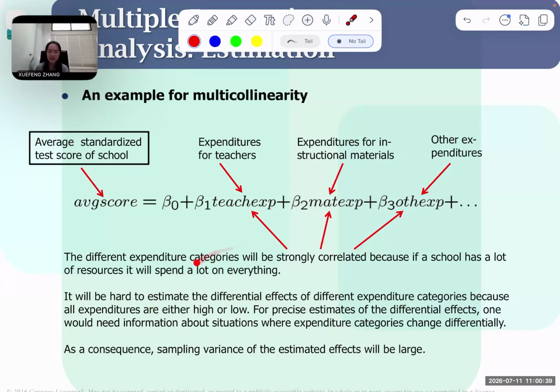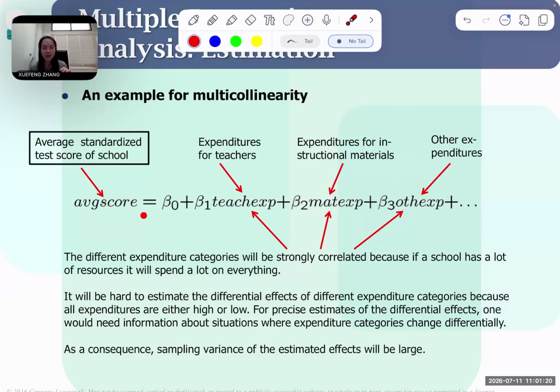What does it mean here? The average standardized test score of a school equals expenditure for teachers, expenditure for materials, and other expenditures. Think about it. If schools with more resources tend to spend more on everything at once, more on teachers, more on materials, and more on other things too, then these three X's move together strongly. So the consequence is that it's very hard to tell which specific category actually drives test scores.